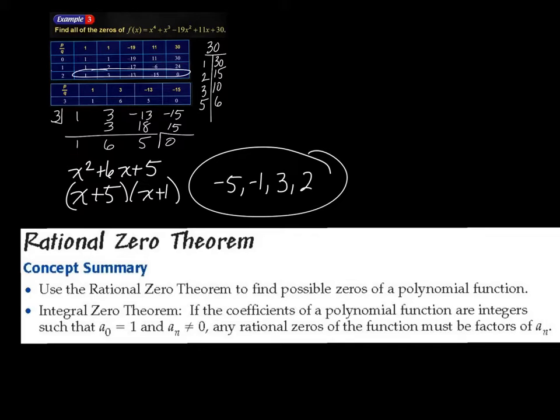In summary, you can use the rational zero theorem to find possible zeros of a polynomial function, and the integral zero theorem if the coefficients of a polynomial function are integers such that a sub 0 equals 1, so your lead coefficient is 1, and your constant's not 0, then any rational zeros of the function must be factors of the constant.